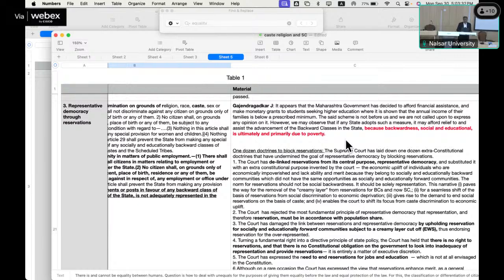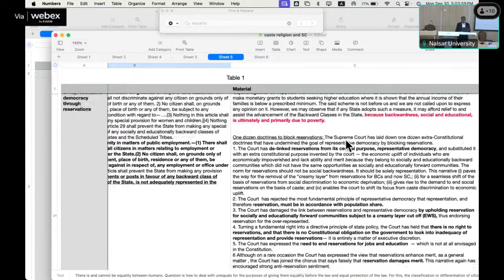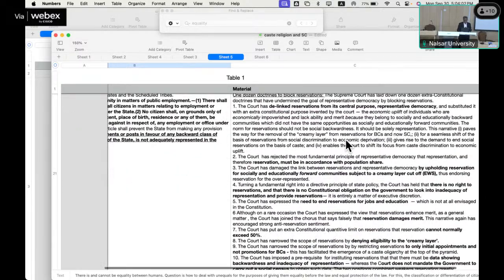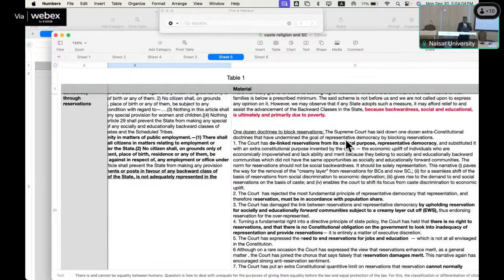And what was their strategy to oppose reservation? This was the strategy, the doctrine that they used. They redefined the whole concept of reservation. They took reservation as something that they wanted to get rid of but had to deal with. They didn't like it, but they converted it into an issue of backwardness, primarily due to poverty. From that come these doctrines of creamy layer exclusion, because if you're no longer poor, you're no longer backward.